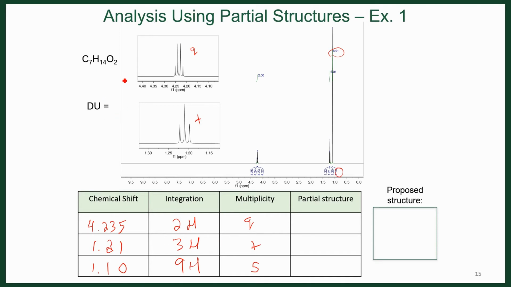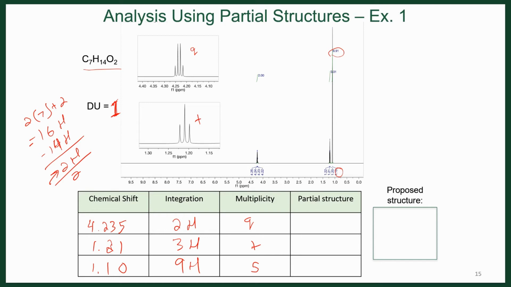But let's go back and let's calculate our DU here and take a look at this molecular formula. And so if I do my DU value here, I have 2 times 7 plus 2. And so I could have a total of 16 hydrogens given that I have 7 carbons. And what I really have is 14 hydrogens. And so I'm missing 2 hydrogens here, which if I divide that by 2, gives me my DU of 1. And so I have 1 double bond, or 1 ring, in this structure.